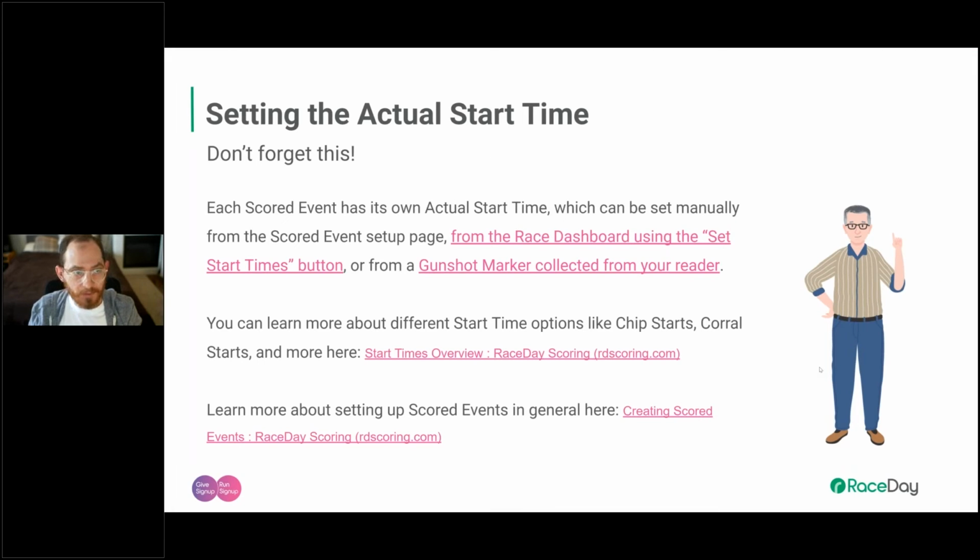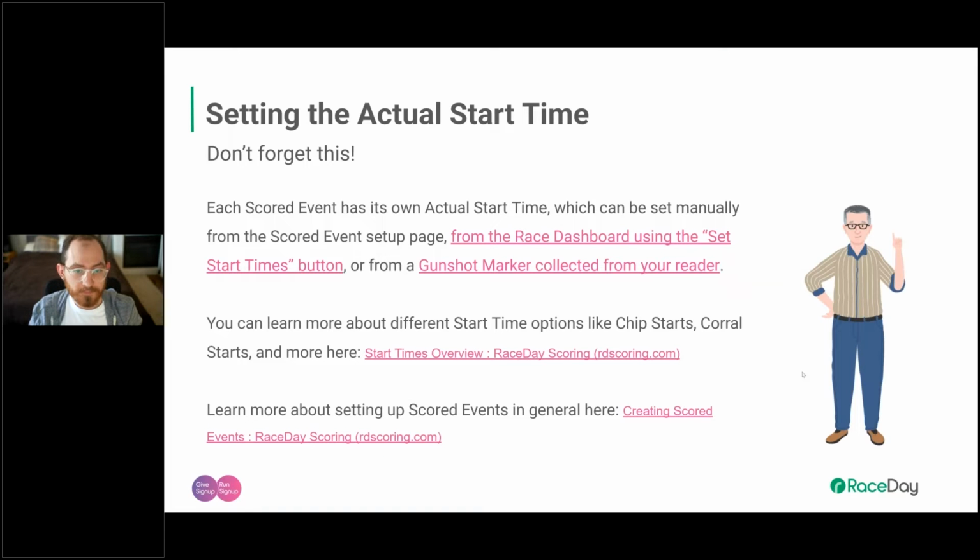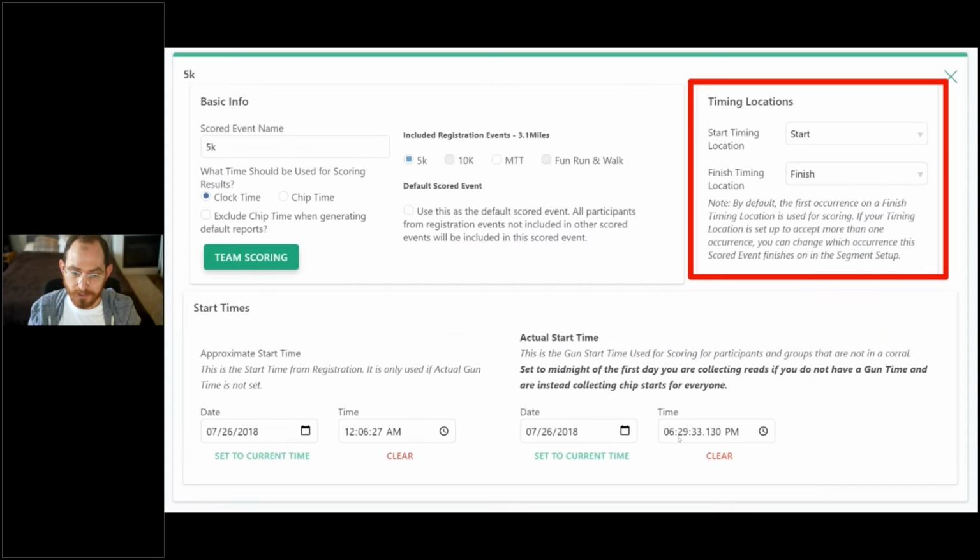So in the scored event setup, you'll see down here, this actual start time area, that is where you will be setting the gun time. The gun time is basically just a timestamp. All it is is a time of day. So there's no such thing as starting the race in race day scoring. All you're doing is saying, hey, the race started at this time of day, and then it figures out the math and the difference between their reads and the time of day that the race started. So you never have to worry about, oh, did I start the race? Oh no, I forgot to start the race. What do I do? It's just putting a timestamp in this actual start time field here.